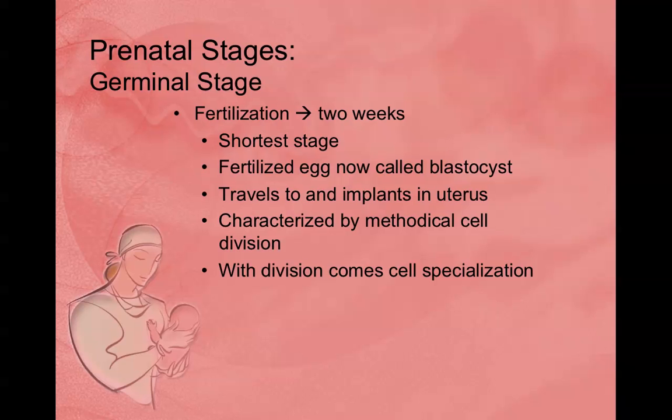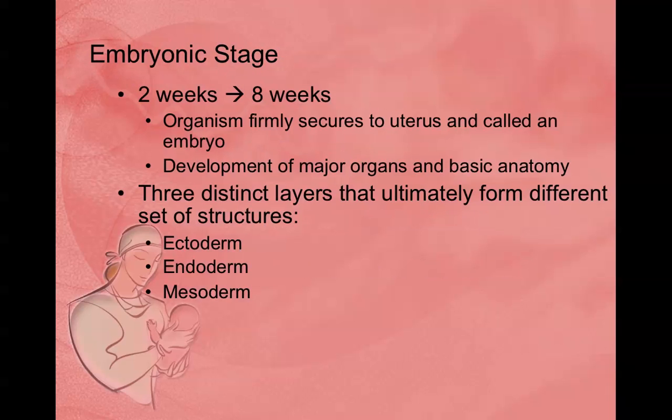The prenatal period consists of 3 stages: the germinal, embryonic, and fetal. The germinal stage is the shortest stage, lasting from fertilization through the first 2 weeks. The embryonic stage lasts from 2 weeks from conception through the first 8 weeks. During this time, the organism firmly attaches to the uterus and becomes an embryo.